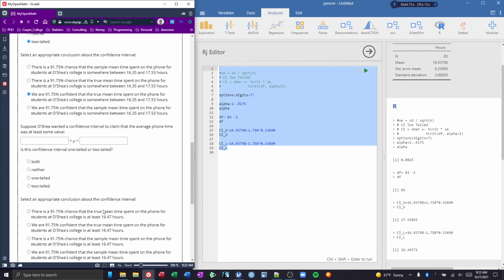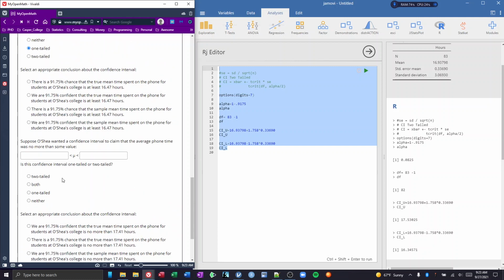Okay, so now what we're asked to do is suppose that O'Shea wanted a confidence interval to claim that the average phone time was at least some value. All right, so if you wanted to say at least or at most some value, what we are doing is a one-tailed confidence interval. So O'Shea wants a confidence interval to claim that the average time was at least some value. So from some value all the way to infinity. And that's how you do infinities here in MyOpenMath, is just 2 lowercase o's. Okay, so this is one-tailed and we need to figure out what this lower bound is.